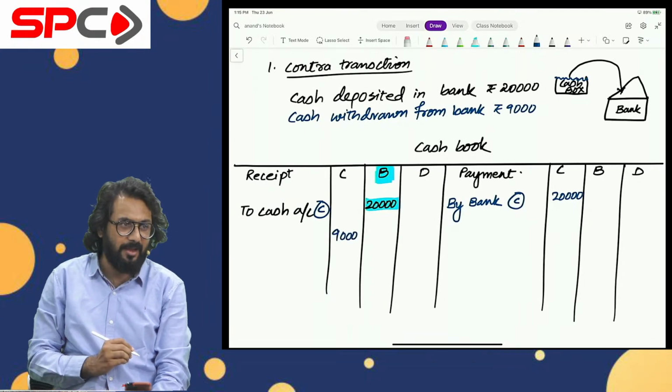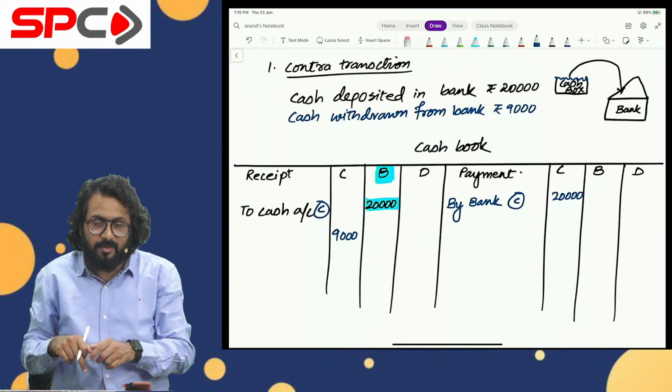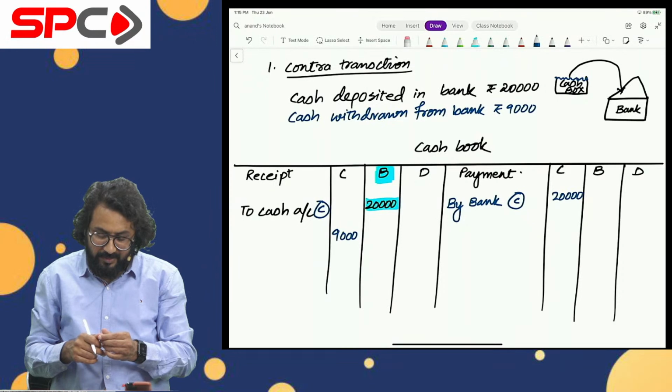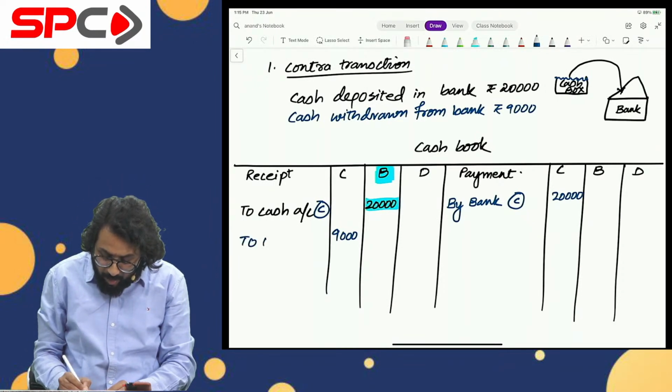Receipt in the cash column now. I have withdrawn, I put it in the cash box. So my receipt is in the cash column. But what will I write down in the cash column? Will I write down cash or bank? Bank. So I write down to bank account. Good.